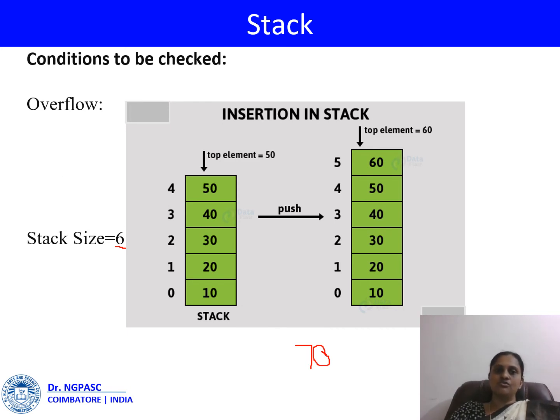Because what is overflow? The size of the stack is 6 and now I am trying to insert the 7th value. There is no room for that value. This condition is called overflow. So whenever we are doing a push operation in the stack, we want to check for the overflow condition. This is one of the best examples for overflow.